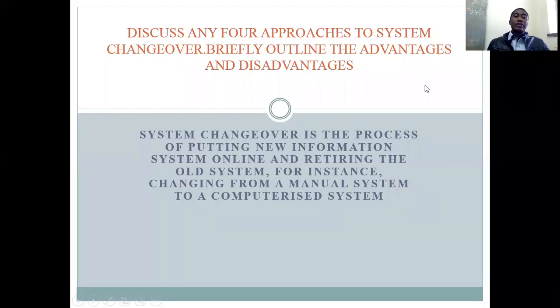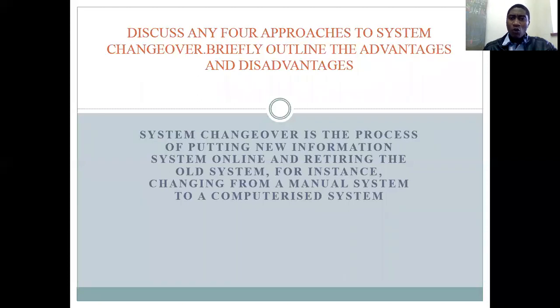Right. Now we understand the system development life cycle, where we end up making a decision on whether to go for a commercial package or whether to make our own package. So after deciding on that, we have to decide on how to implement. That is why we have this question.